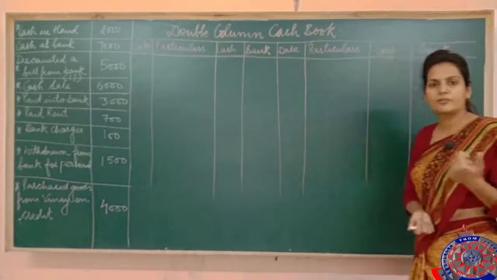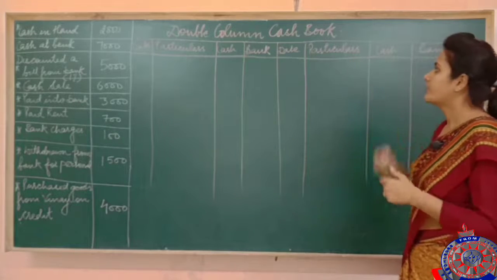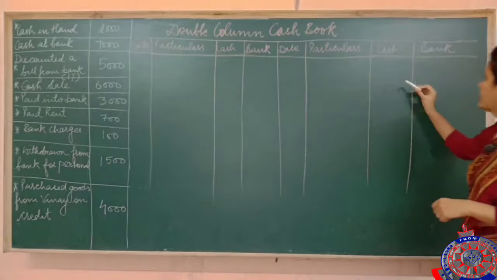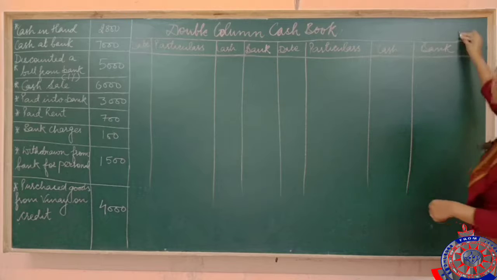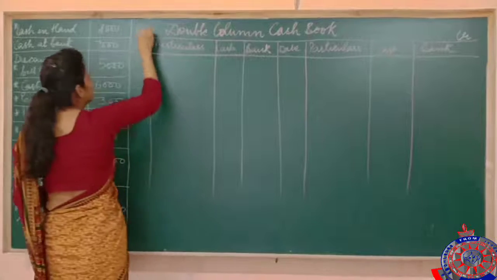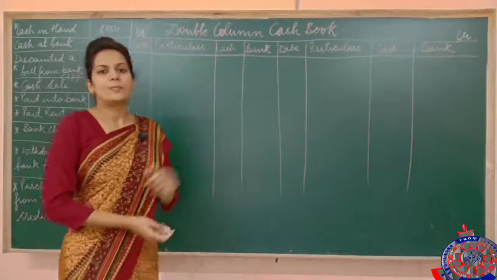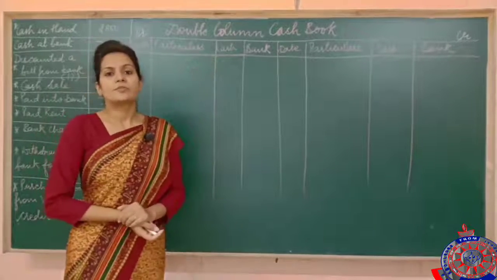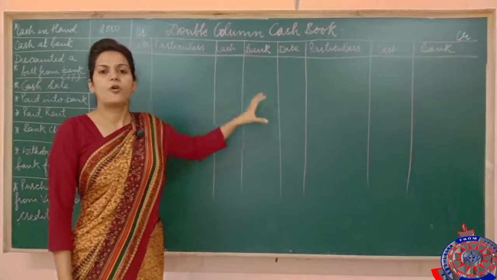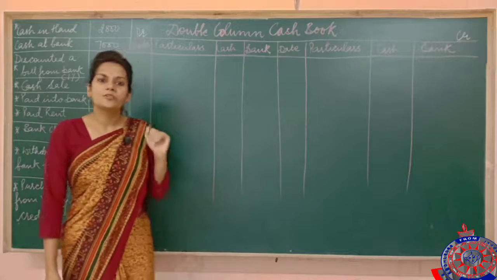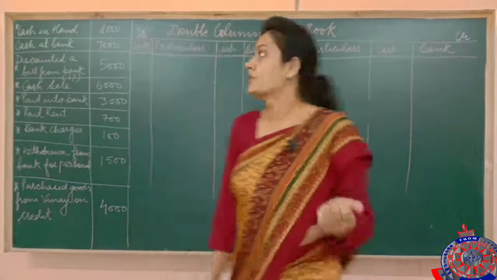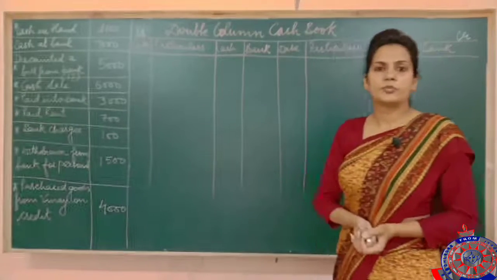Once again, just as a recap, in the double column cash book we are making two columns, that is the cash column and the bank column. Here is the credit side and that is the debit side. The rule applicable on cash is debit what comes in, credit what goes out. The bank column records all banking transactions, and the rule applicable is debit the receiver and credit the giver. So now read the transactions written on the board.